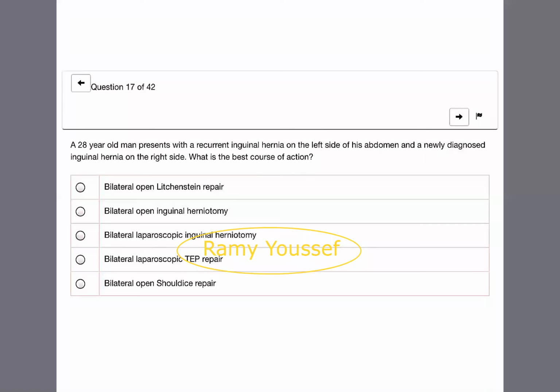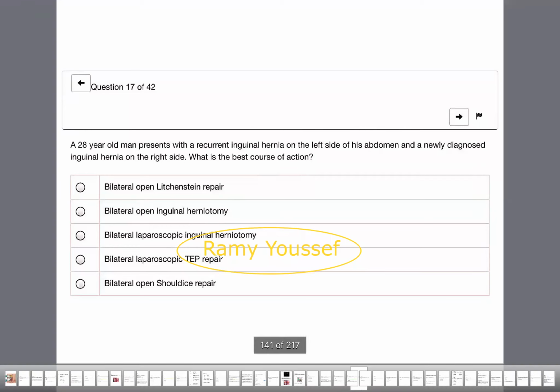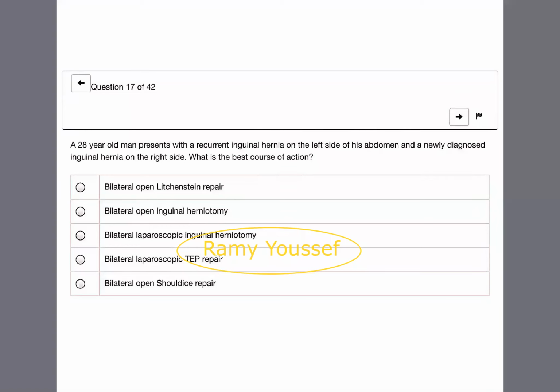Anyone has a different answer? Laparoscopic. Bilateral laparoscopic inguinal repair, yes. We have two laparoscopic answers here. Which one? Transabdominal preperitoneal, not totally extraperitoneal, because there will be adhesion. Because there is a past history of inguinal hernioplasty, it will be more adhesion in the preperitoneal area. So it will be better with transabdominal preperitoneal.